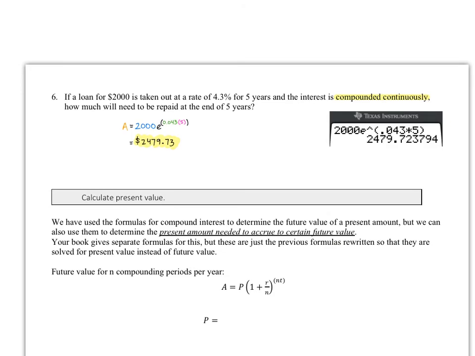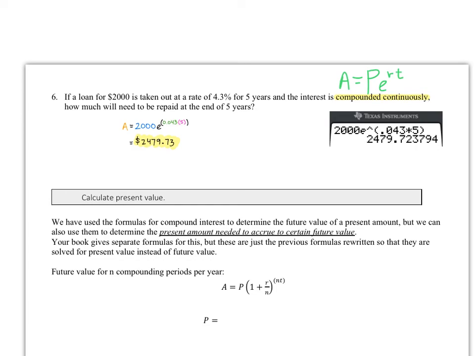This leads us to our final example for this set of notes. So if a loan for $2,000 is taken out at a rate of 4.3% for 5 years, and the interest is compounded continuously, I have to see that phrase, and then I know that I'm using PERT. How much will need to be repaid at the end of 5 years? So again, I see this compounding continuously. I know we're using A equals P times E to the RT.